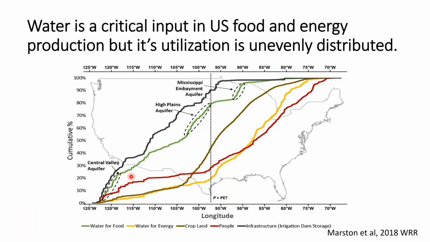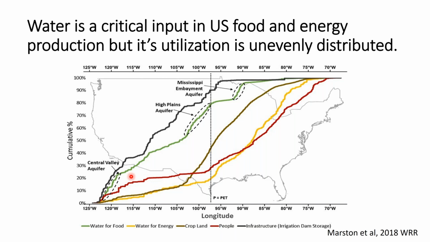And since this is a food, energy, and water project looking into the connections between food and energy, I'm mainly focused on food thus far. I want to show how these are related. The green line that you see here is the water used for food production. On the y-axis, it shows the cumulative amount of water used across the United States as we work from the West Coast to the East Coast.